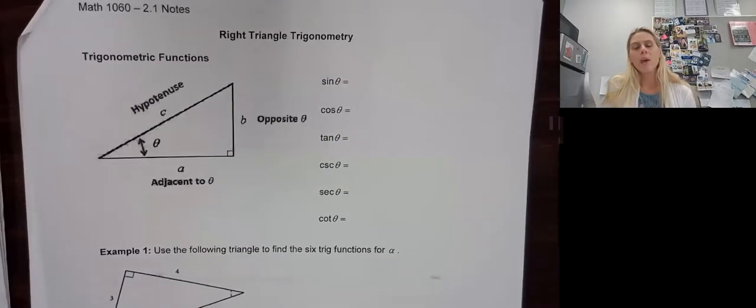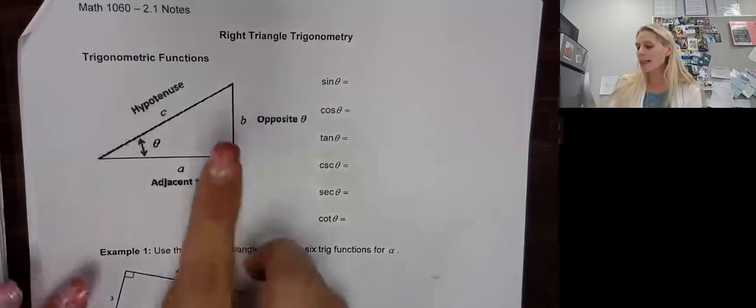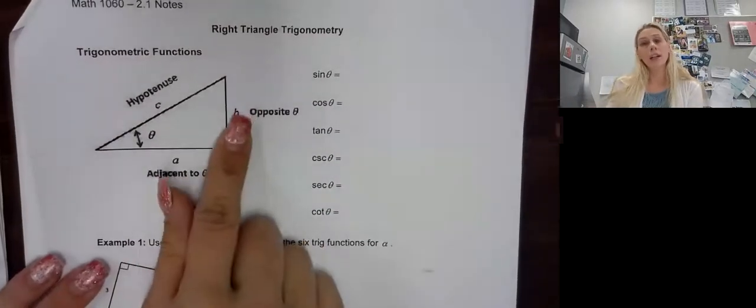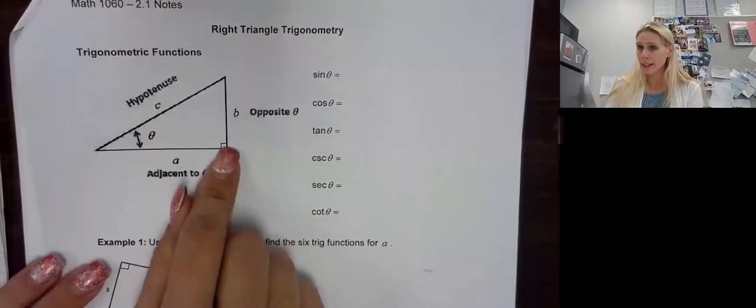So right now we're gonna focus on right triangle trig. And with right triangle trig, we have 6 trig functions to use. Now, as you can see, I have a right triangle here. I know it's right because of the 90-degree angle.